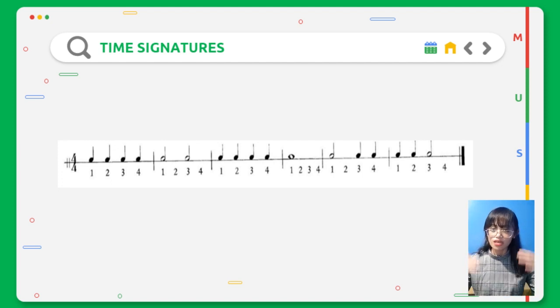Let's try it without saying the counts. Just saying it inside our heads. What we won't say out loud, we'll just think it. So, just a little twist. So, let's try it. Let's go from the first measure.